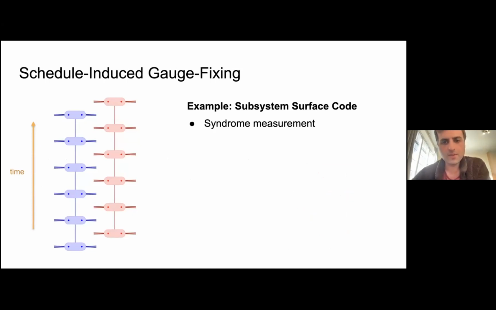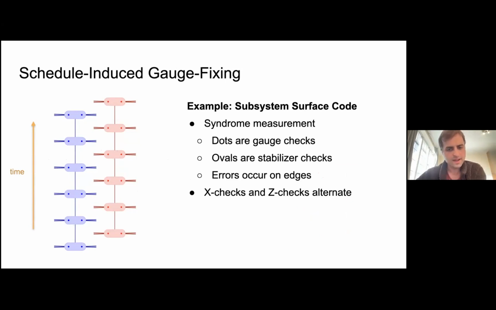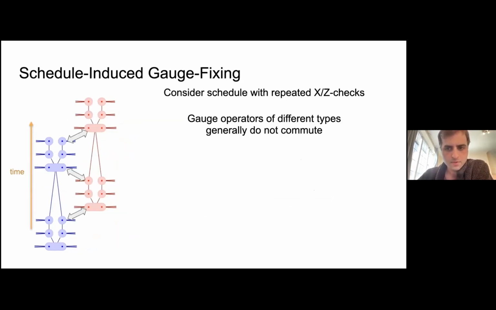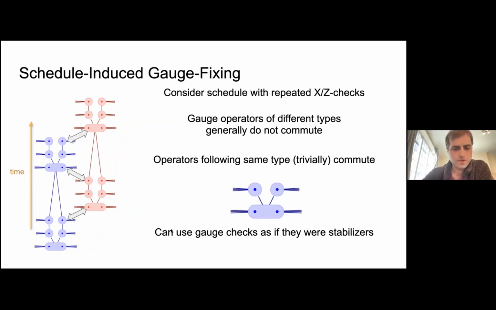And so if you look at the subsystem surface code and syndrome measurements shown on the left here, each dot is a gauge operator check and each oval is a stabilizer check, and the errors are occurring on edges, and the X checks and the Z checks alternate. The values of the gauge operators are randomized just because the gauge operators don't commute. So if you're interleaving like this, then you can't use any of the gauge operator measurements as syndrome bits. If you repeat the X or Z checks, then the gauge operators of different types still don't commute, but those of the same type trivially commute. So you can temporarily gauge fix them as if they were stabilizers.